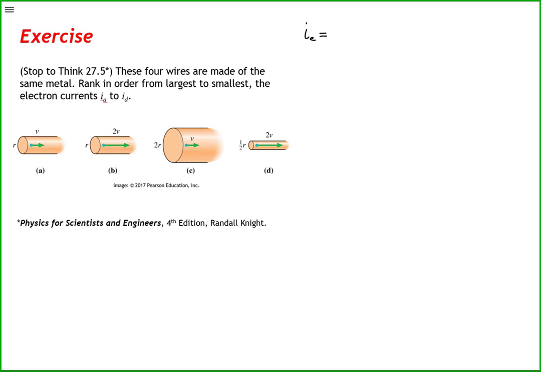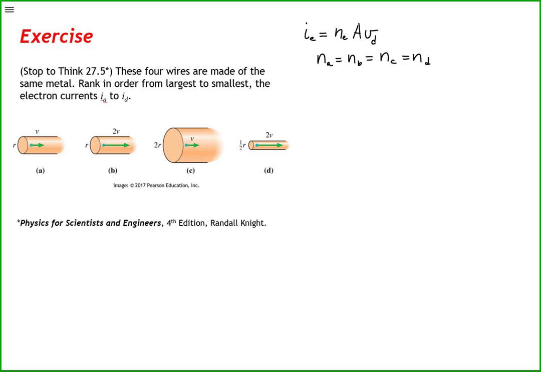Electron current is defined as, and we've shown it to be equal to, the number density of electrons times the cross-sectional area through which those electrons move past a point, times the drift velocity of the electrons in a material. Now remember, number density, N sub E, is a property of the material. So since all of these wires are made out of the same material, they each have the same number density. So those quantities will be all the same for each one. Now what's different for some of the wires is the cross-sectional area and the drift speed.